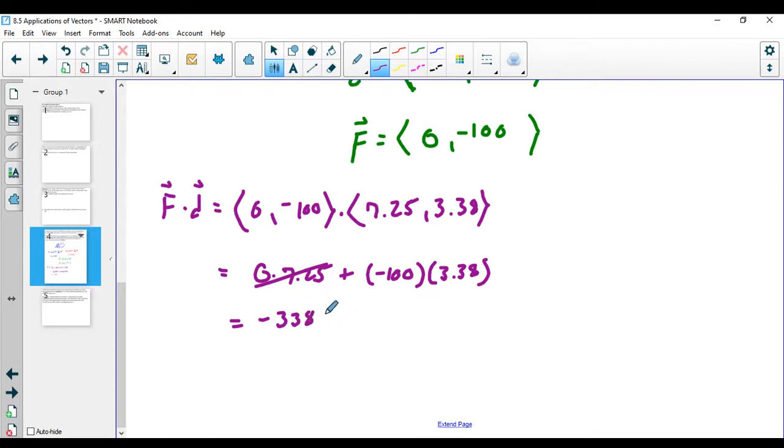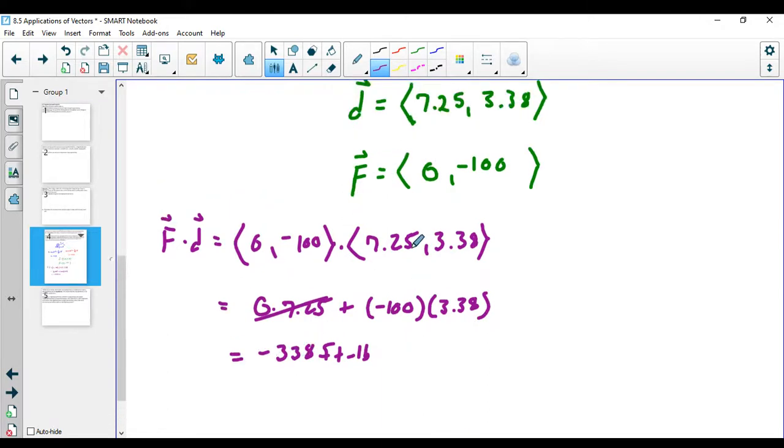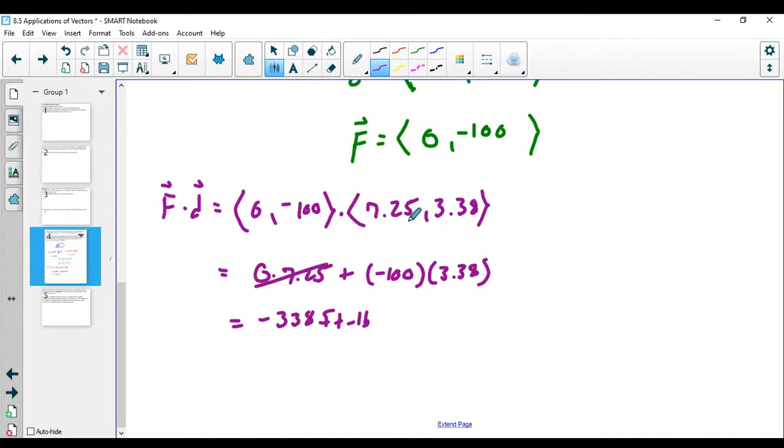And then I guess the unit would be foot pounds. Doesn't really matter that much. If you get negative 338, I'll be happy. So, oh, and hey, problem's done. Negative 338 is good. That is the work done on the object.